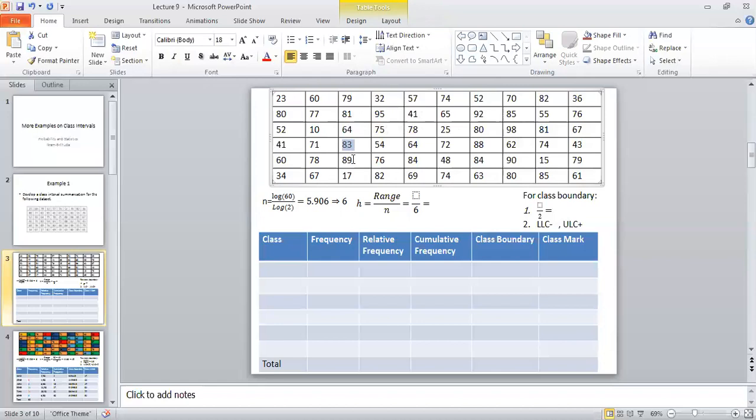But if I move further, I get 89. So that means 89 should be the highest number so far. In the fourth column, I get a number which is still greater than 89, and that is 95. So I will put 95 as my highest number and discard all the previous numbers that I took.